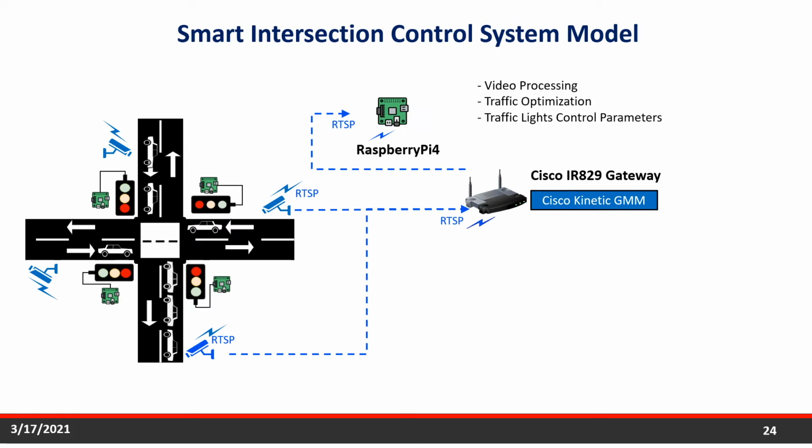Camera feeds are streamed via the wireless gateway and flow through the Raspberry Pi using the Real-Time Streaming Protocol. The Raspberry Pi hosts the video processing logic and the traffic optimization logic. It processes the video streams and determines the traffic light control parameters to be sent back to the traffic lights.